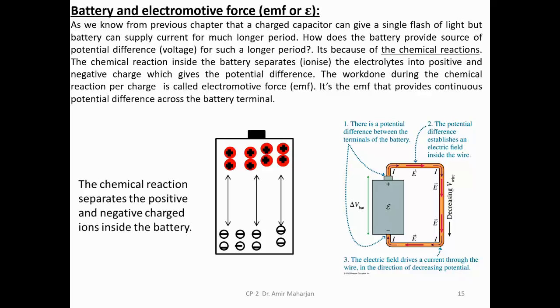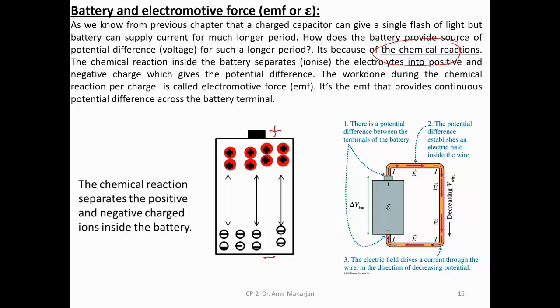What causes the battery to provide potential difference, the sources of charges, potential difference? It's because of the chemical reactions. In a cell, in any battery, there are some chemical reactions going on inside the battery that cause the ions to repel from each other. It separates the positive charge on one side, which becomes the positive terminal, and the negative charges to the other side. The chemical reactions inside the battery cause this.